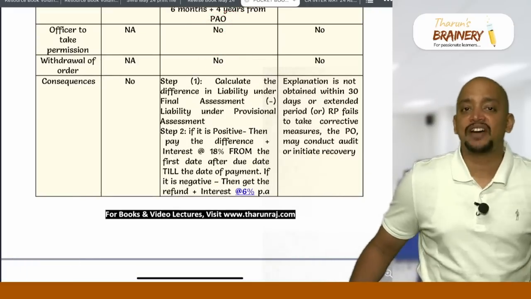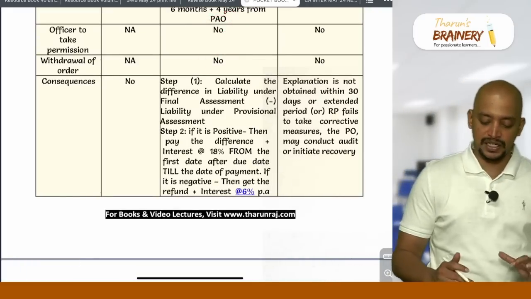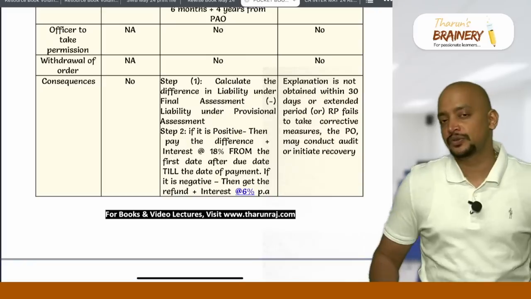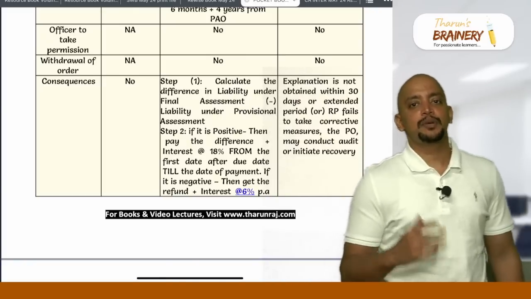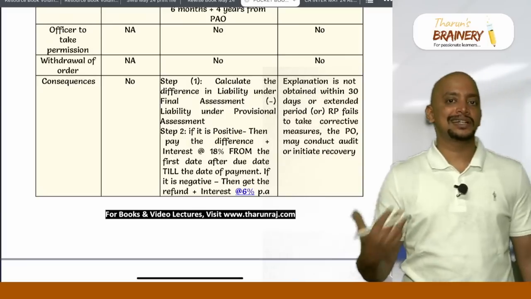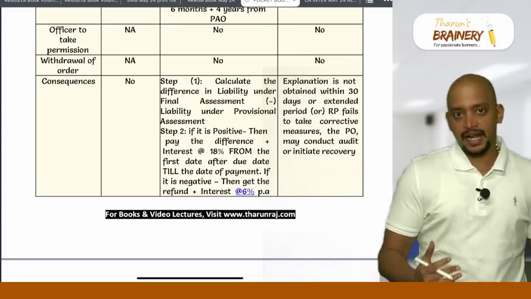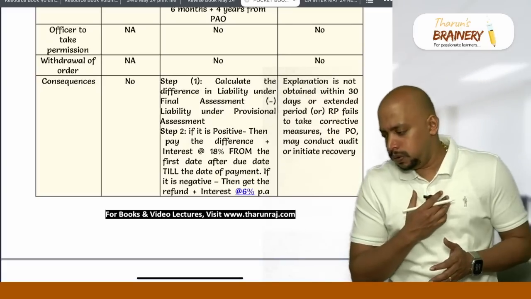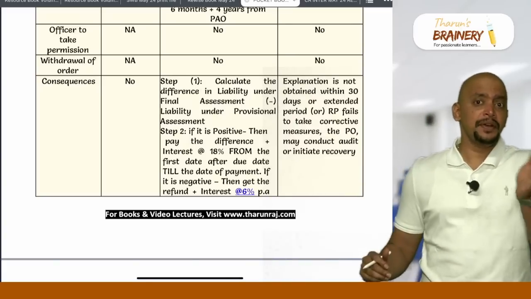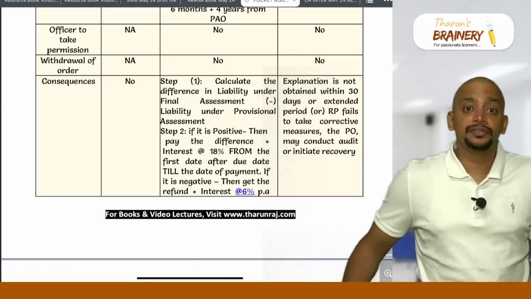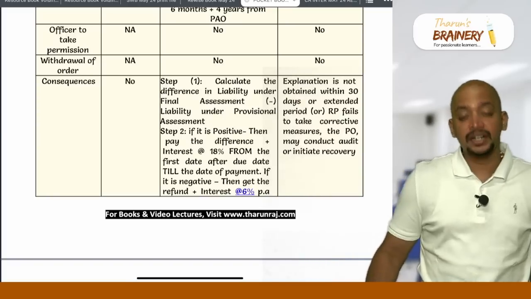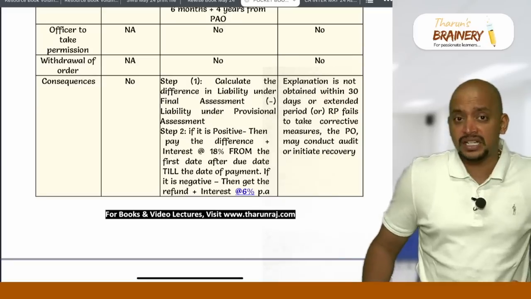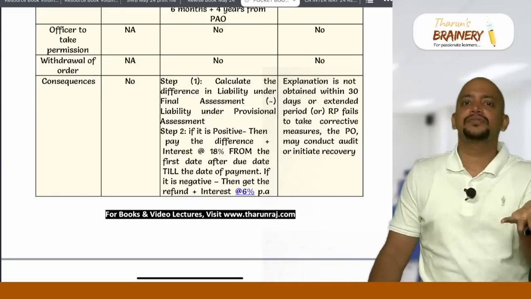Calculate the final assessment amount and the provisional assessment amount. If it is positive, meaning the final assessment amount is greater than the provisional assessment amount, the differential amount is payable along with interest at the rate of 18% per annum from the first day after the due date of the month for which we opted for the provisional assessment, till the actual date of payment. Suppose it is negative, what does negative mean? The final assessment amount is less than the provisional assessment amount.